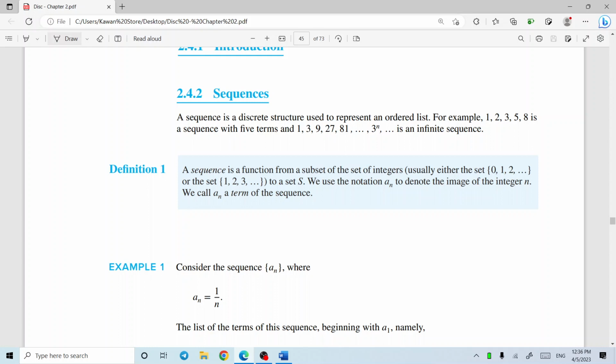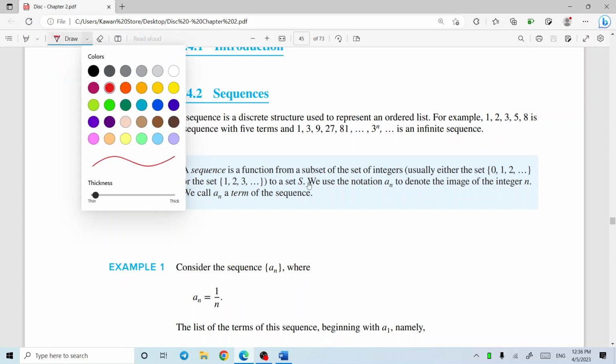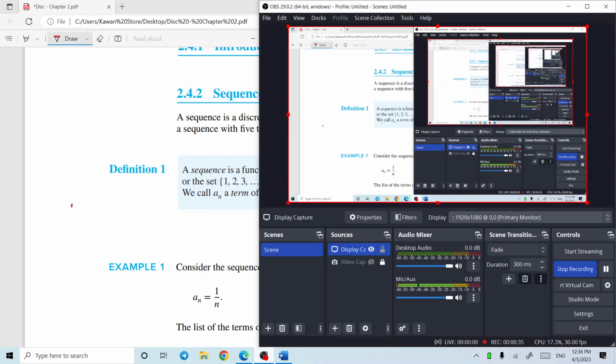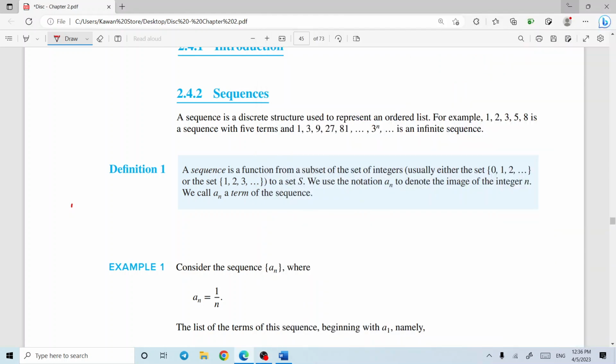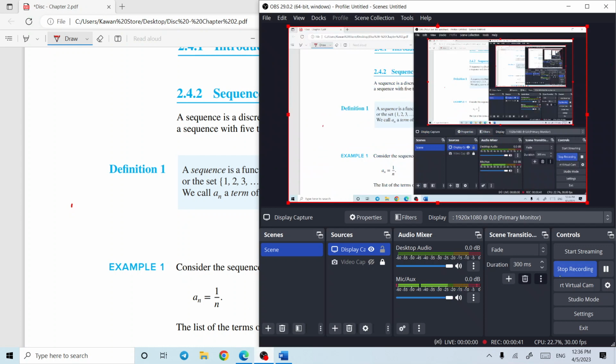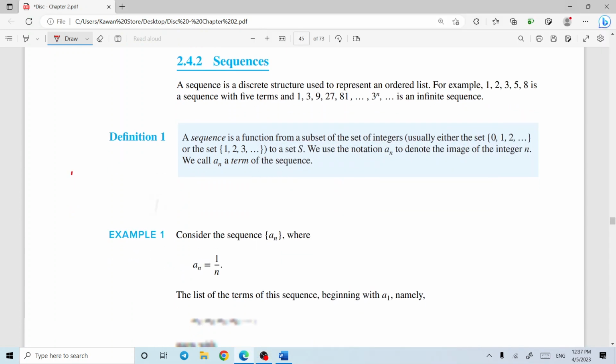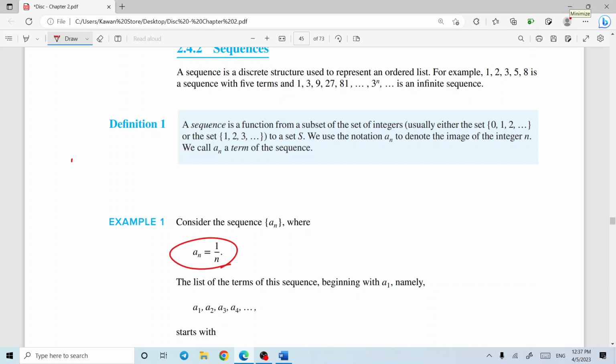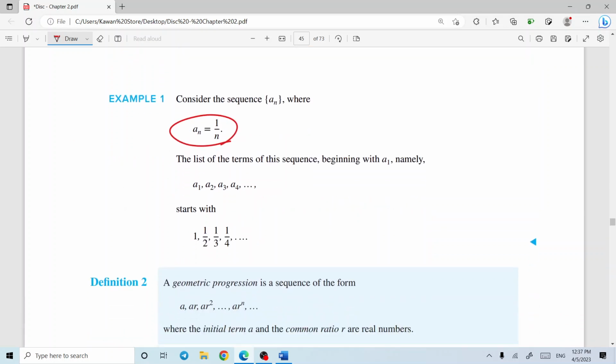Okay, look at here. At the beginning, you know the definition of the sequence. Now the terms of the sequence are very important. If I have a_n and I give n as 1, 2, 3, 4, and go on, I'll get 1, 1 over 2, 1 over 3, 1 over 4. Is that clear? How to find the terms?